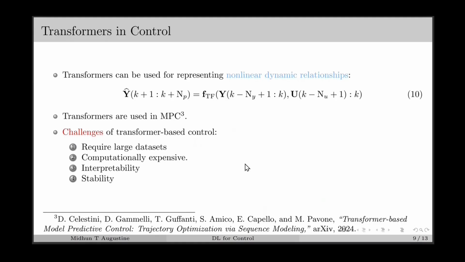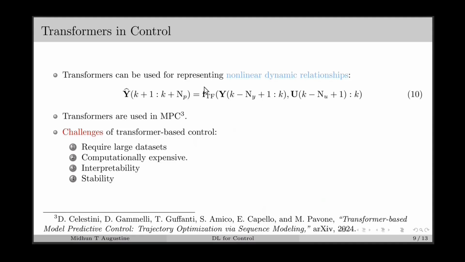The transformers can be used in solving control problems, where it can be used for representing nonlinear dynamic relationships as in equation 10. This is more like a nonlinear ARX model. But here we predict over the entire prediction horizon. So it's like from k plus 1 to k plus N_p, where N_p is the prediction horizon.